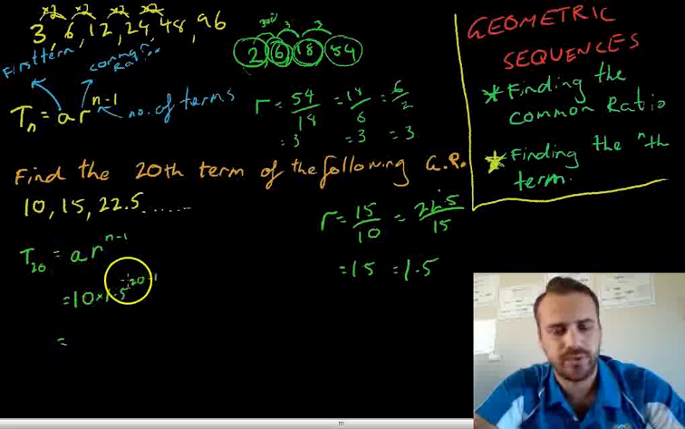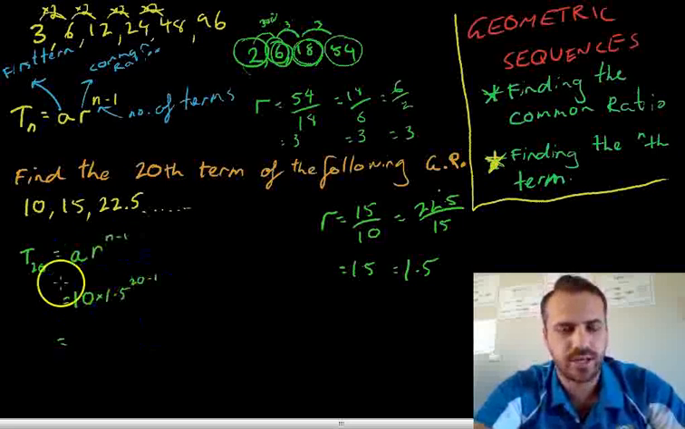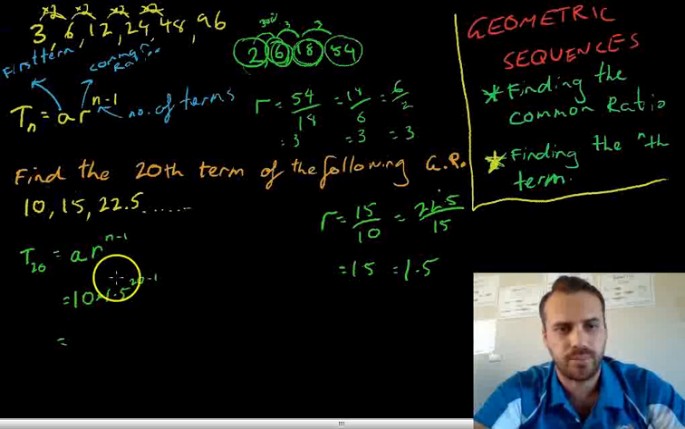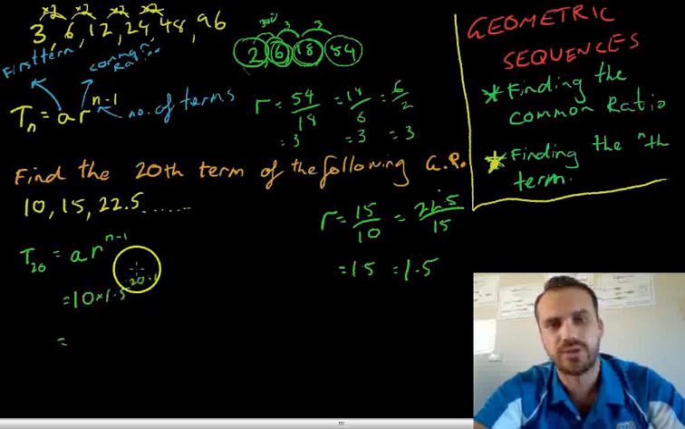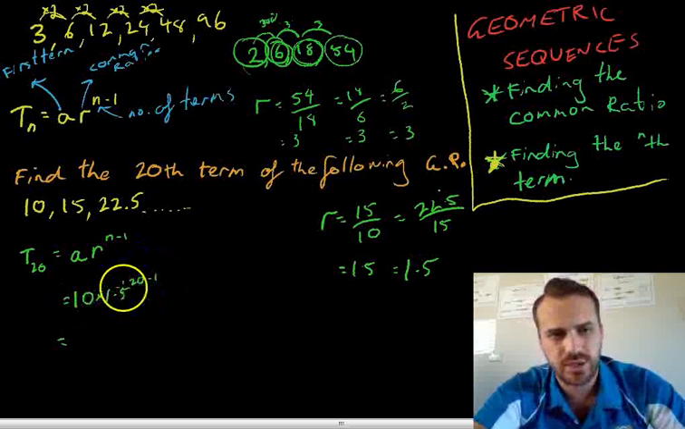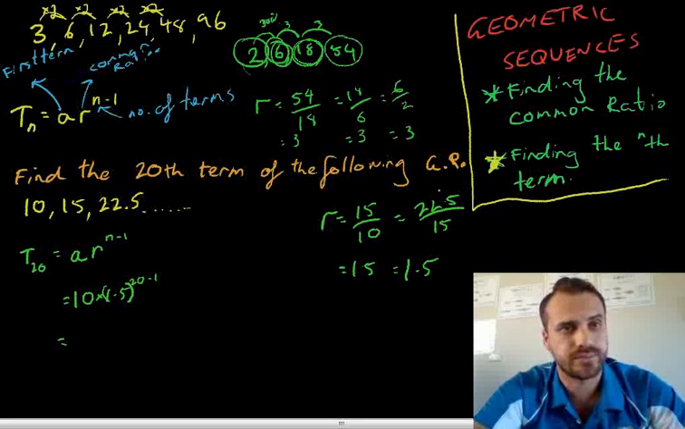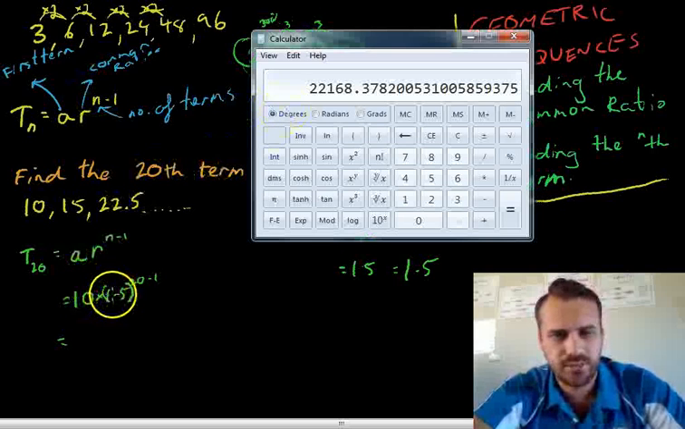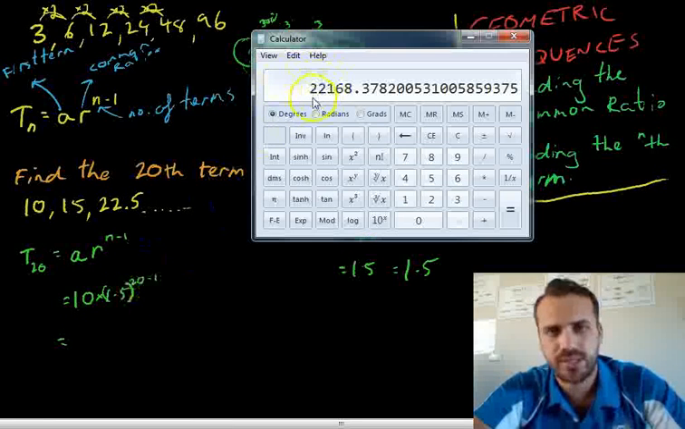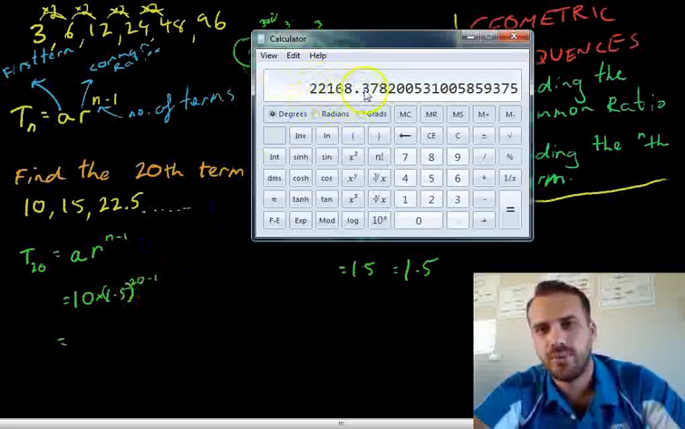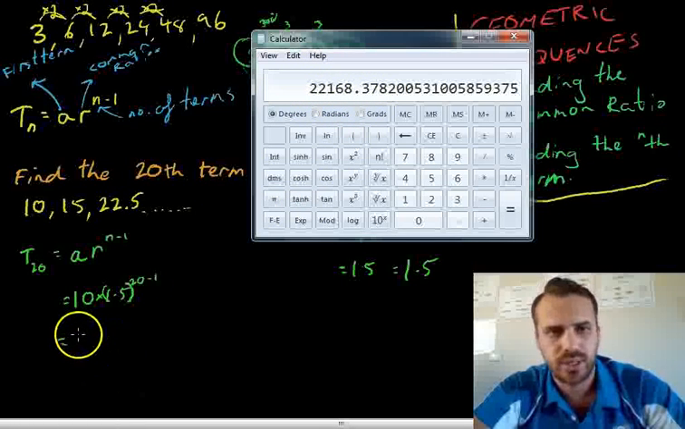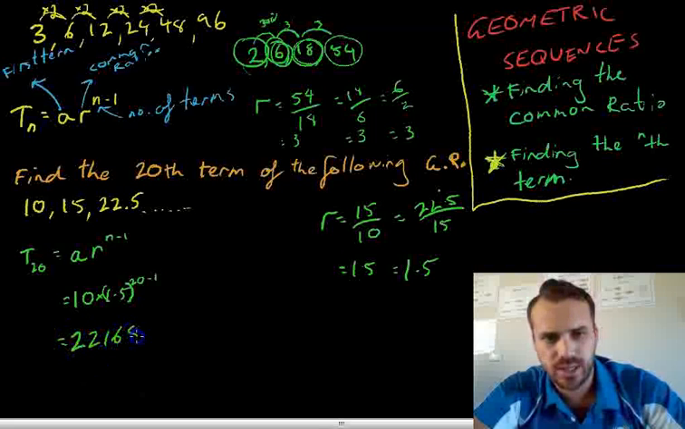So 10 times 1.5 to the power of 20 minus 1, you can get your calculator out and figure that out straight away. Probably just before I go on, make sure you realize that it's not 10 times 1.5, all to the power of 20 minus 1. It's 10 times 1.5 to the power of 20 minus 1. Slight difference there is going to give you a very different answer. Okay, so you can see 10 times 1.5 to the power of 20 minus 1. Here's our answer, 22,168.3782.